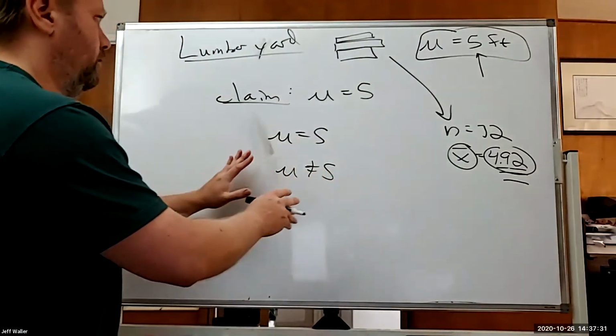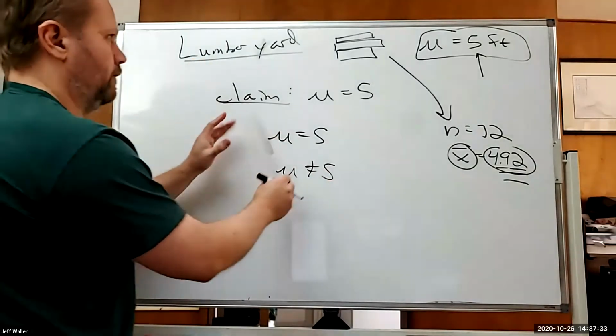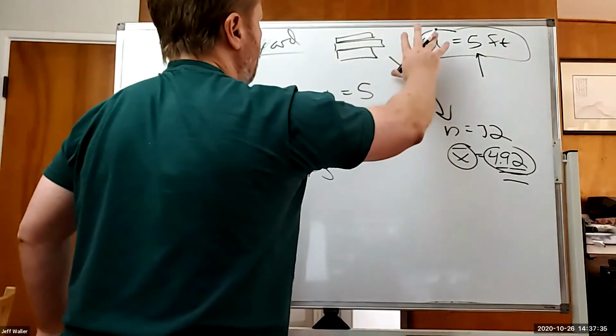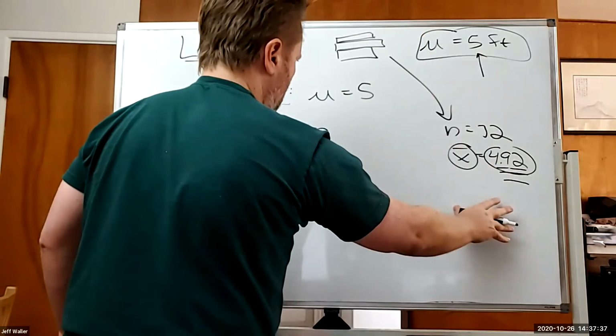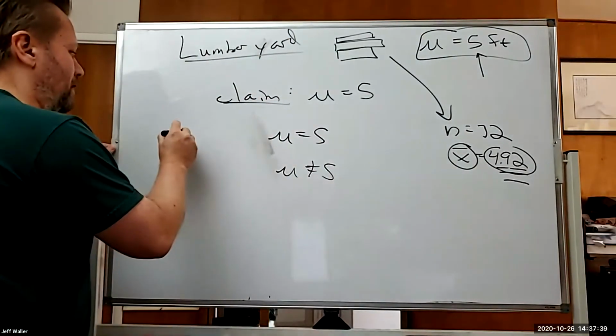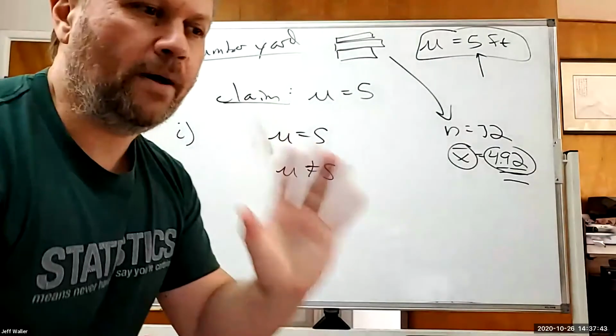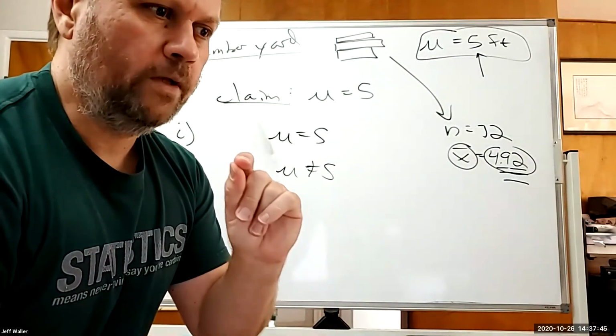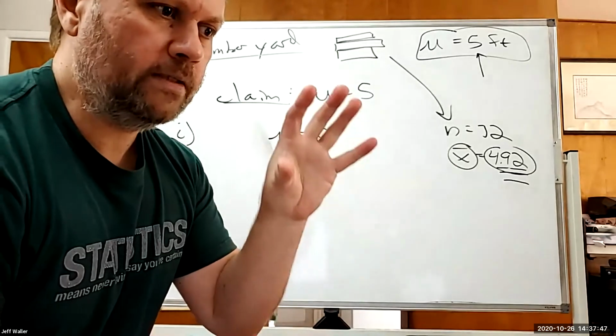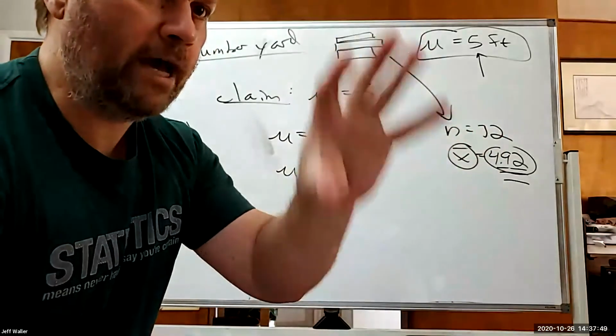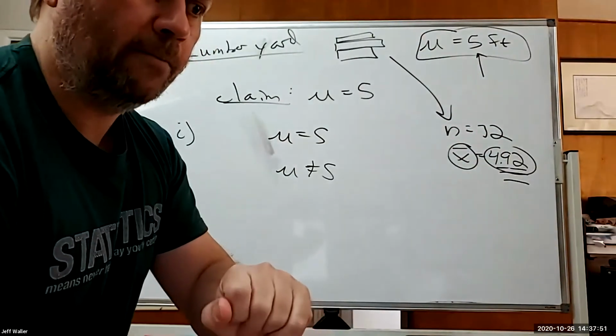So let's come back to this. That's the idea, and we're eventually going to get there. But this is step 1: dealing with, what are my hypotheses? What statements am I working with? What's the claim and what's the counter to that? What's the opposite of that?